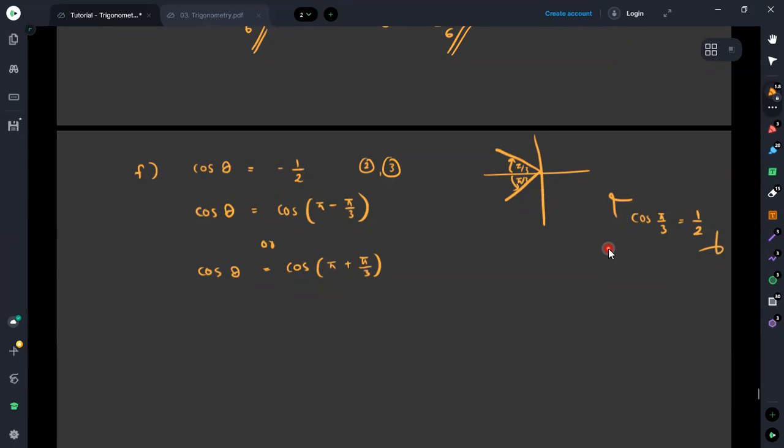It is because what we have identified is that the angle should be between 0 and 360 degrees. Therefore, theta equals pi minus pi over 3, which itself gives theta equals 2 pi over 3. Or we can say theta equals pi plus pi over 3. Here also, it is 3 pi plus pi, altogether 4 pi over 3.